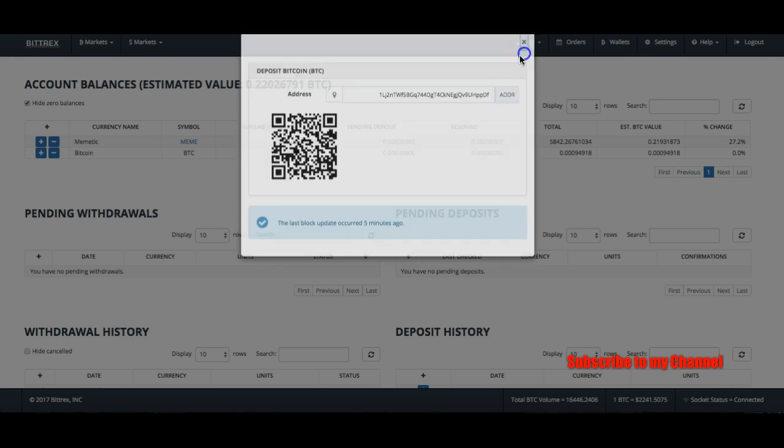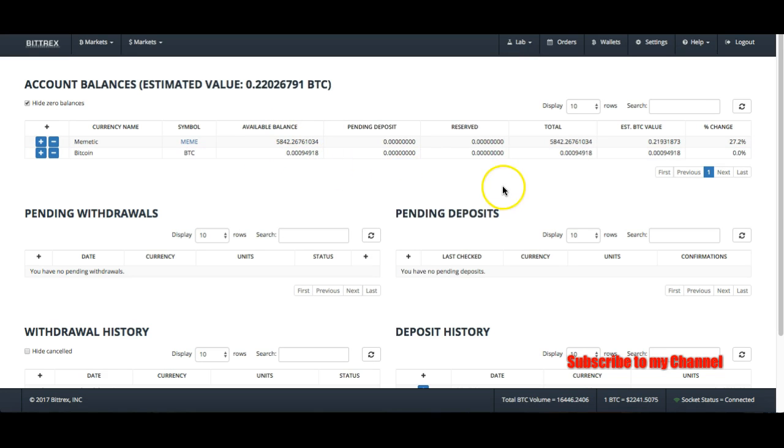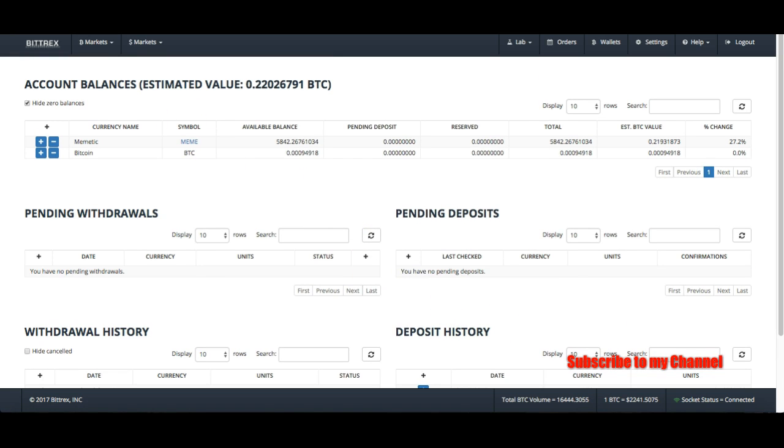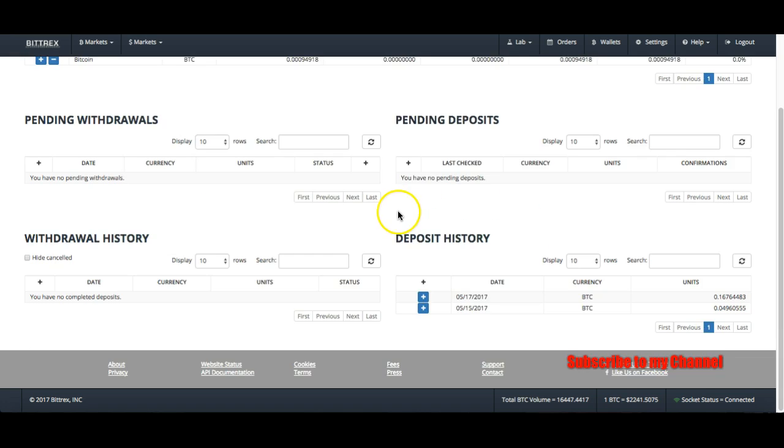In a few minutes we should see the BTC come in here. It's gonna show it. Right now it's still pending, obviously, because it's not gonna show up right away. I'm just gonna go into my email, confirm this transaction, and then we're gonna go back into Bittrex, and I'm gonna show you how to purchase coins. Okay.